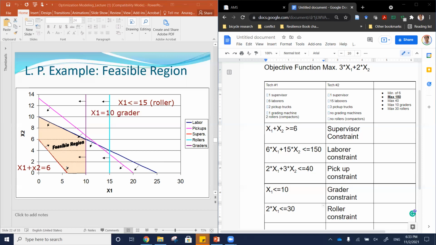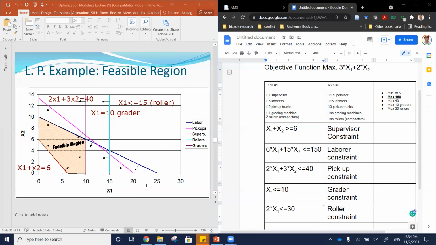X1 plus x2 equal to 6, and my feasible region is going to point upward because my supervisor has to be more than 6. That might be some sort of a regulation. So I got this, and then this purple line is the pickup line. The pickup constraint is 2x1 plus 3x2 less than or equal to 40. So this is the line 2x1 plus 3x2 equal to 40.